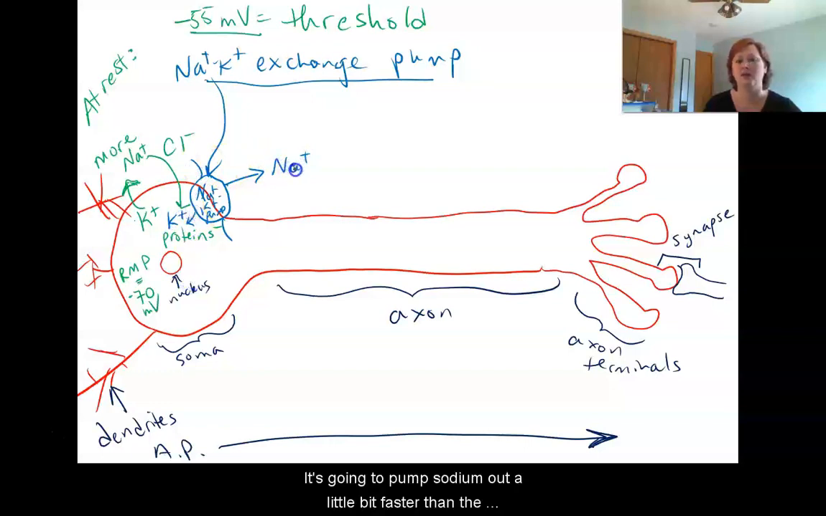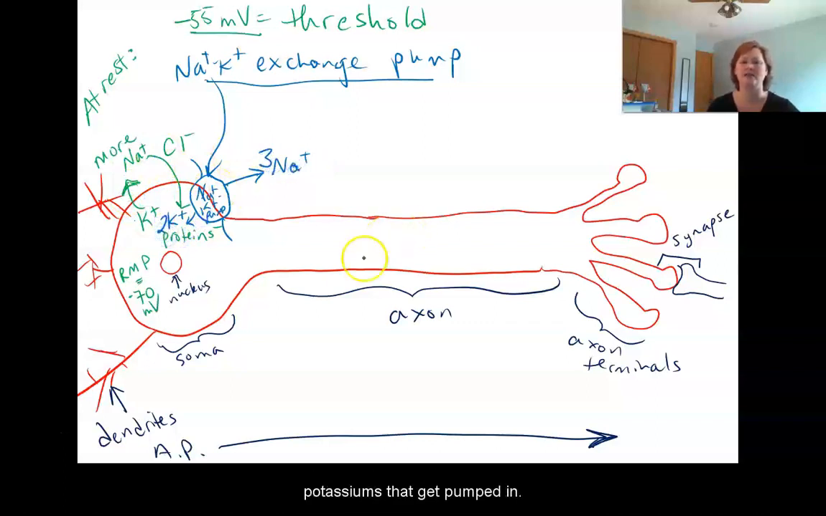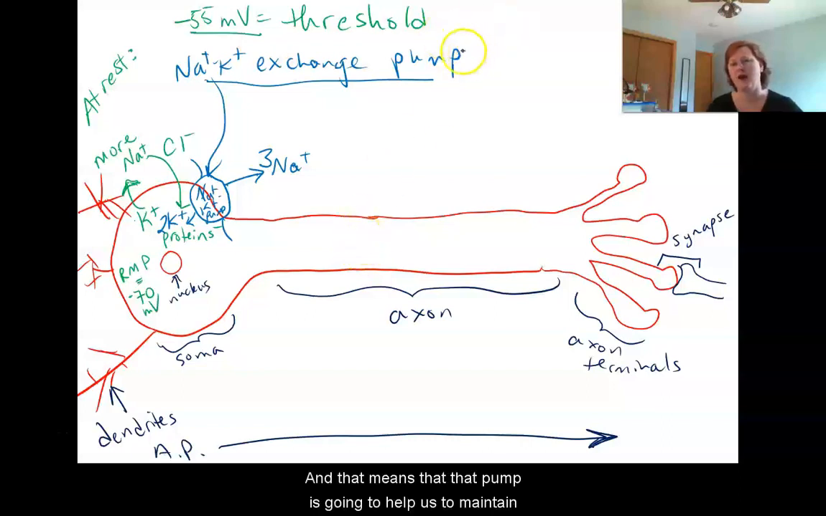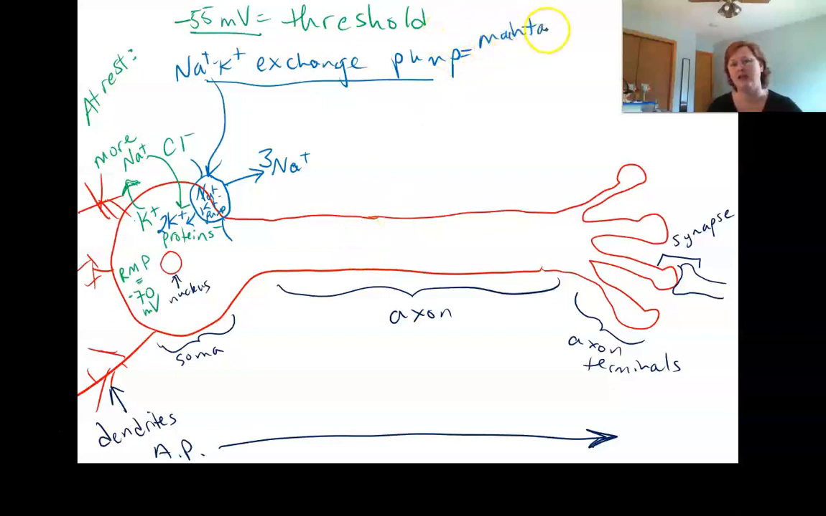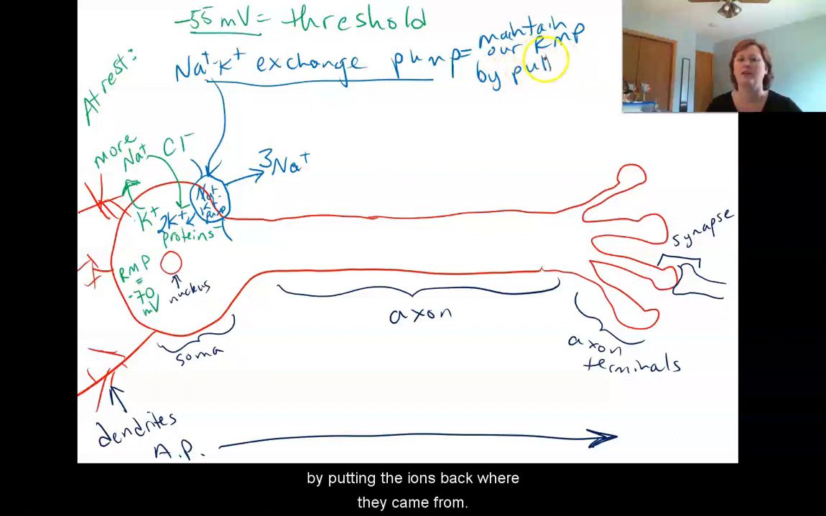It's going to pump the sodium out a little bit faster than the potassium in, kind of like how they leaked that way. So we're going to end up with 3 sodiums getting pumped out for every 2 potassiums that get pumped in. And that means that that pump is going to help us to maintain our resting membrane potential by putting the ions back where they came from.